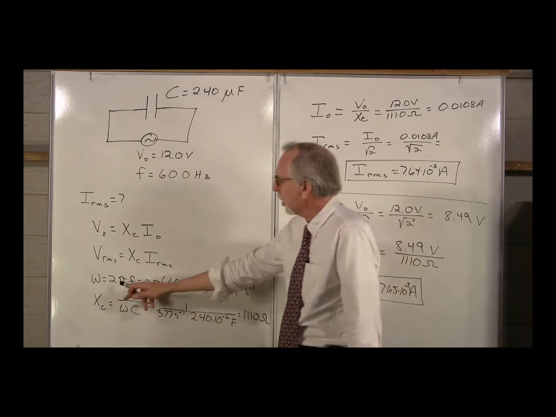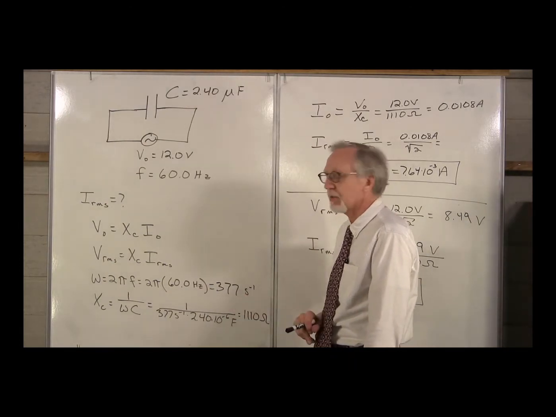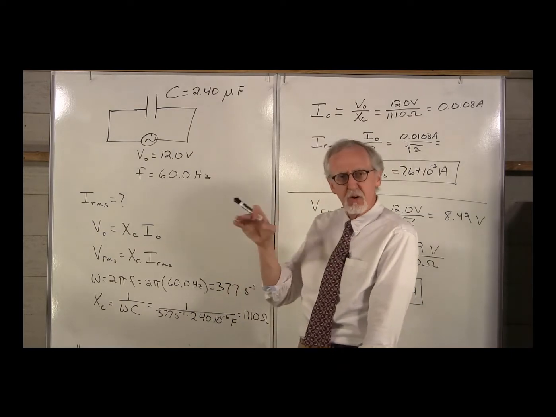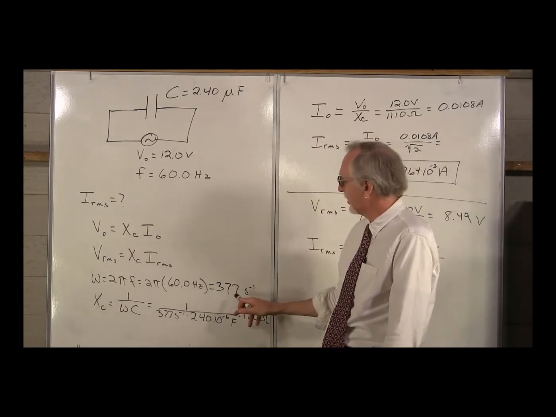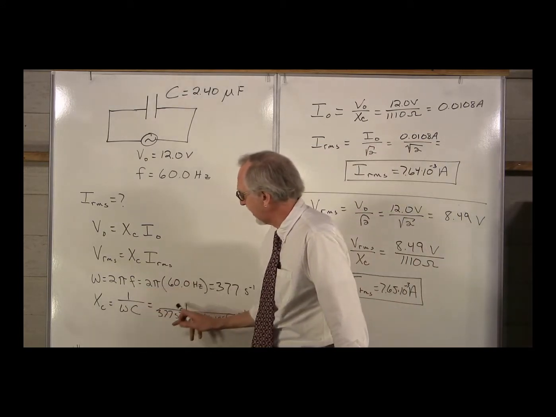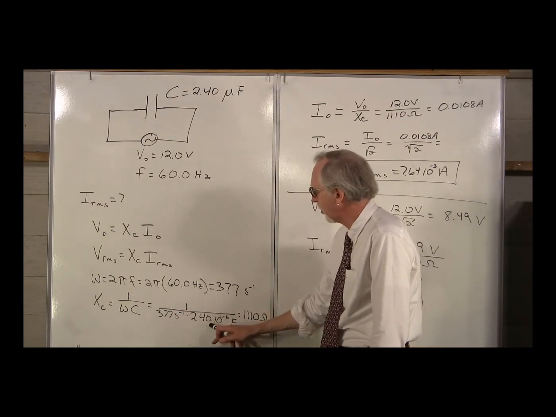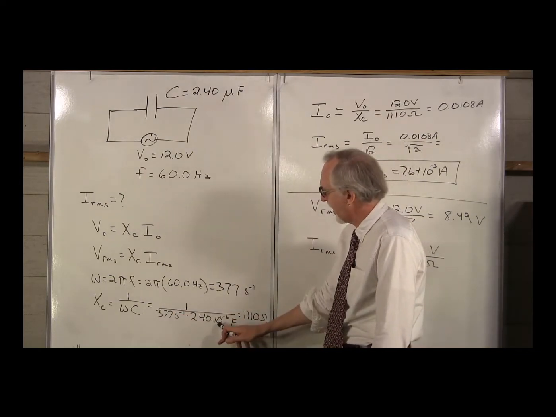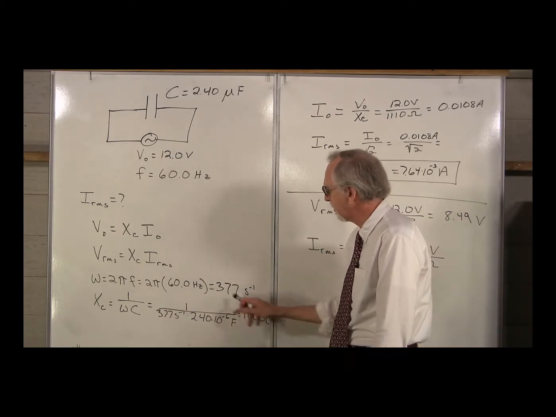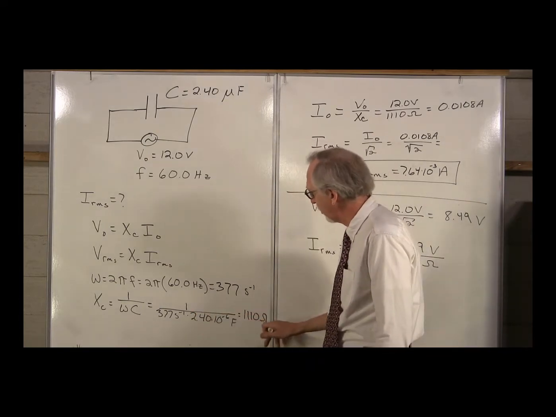So let's figure that out. Omega is 2 pi f, or 2 pi times 60 hertz, which is 377 radians per second, or, ignoring that unitless unit of radians, we could just say inverse seconds. And then XC is 1 over omega C, which is 1 over 377 inverse seconds times C, 2.40 microfarads, putting that into standard SI units, 10 to the minus 6 farads. Multiplying that out, we get 1,110, and remember the units, ohms.